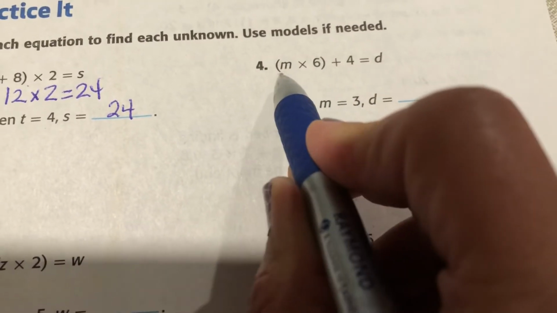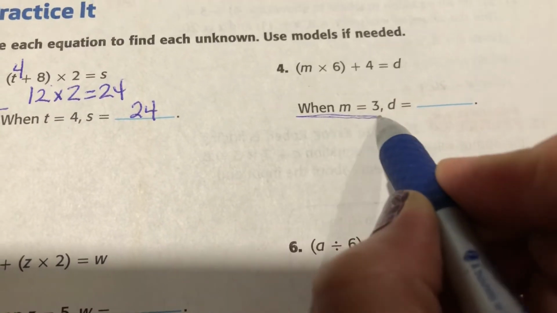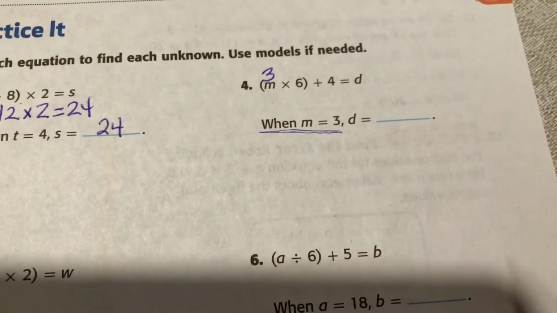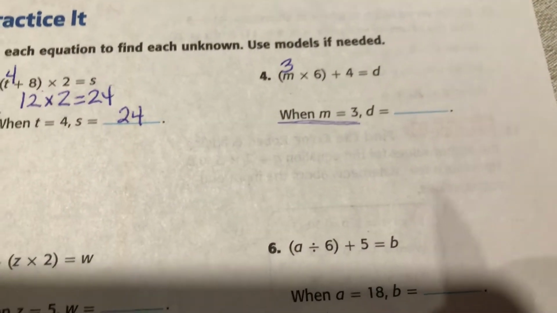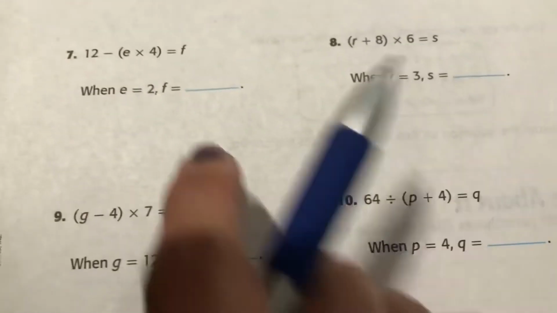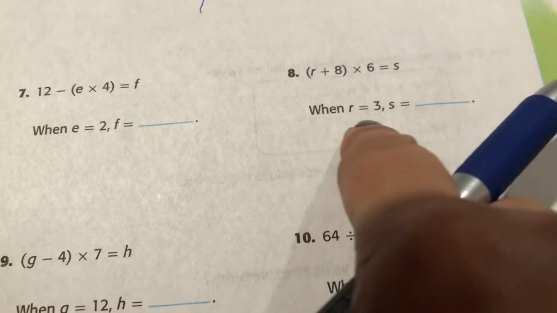M times 6, what does m equal? Right there, there it is. So it equals 3, and you put that there. Okay, got it? All right, I'm going to let you do the rest. Everything looks pretty self-explanatory. See, E equals 2, R equals 3. All right, let's go to the back, apply it.